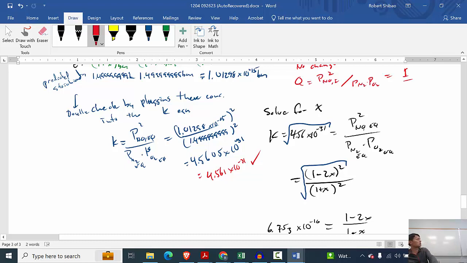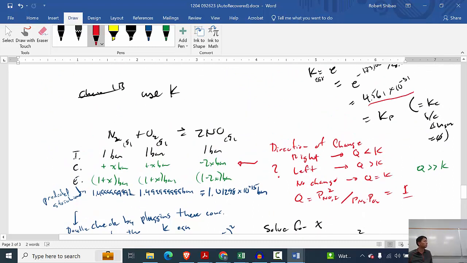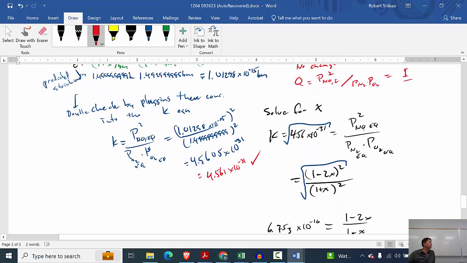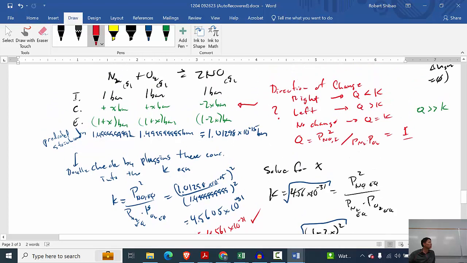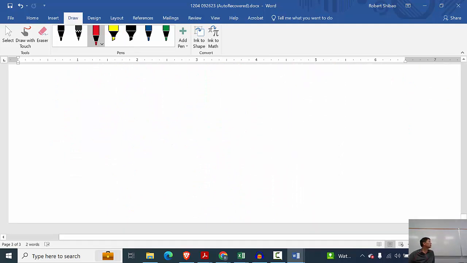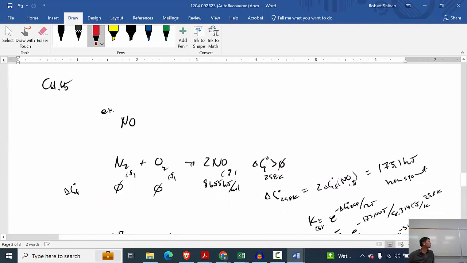So let me show you the first trick we do to avoid round-off error. We know the change is going to be huge. How do I know the change is going to be huge? I know the change is going to be huge because my Q is 1, but my K is 10 to the minus 31. And so I'm way off. Do you see that? And so one of the tricks is to make sure that X is small. Because X is going to be quite large, because we expect a big change. And so I'm going to show you some mathematical tricks such that we can calculate this using a normal calculator.